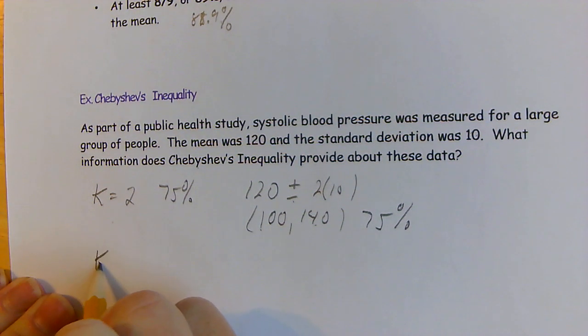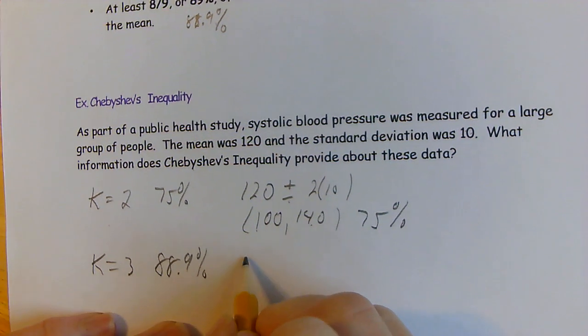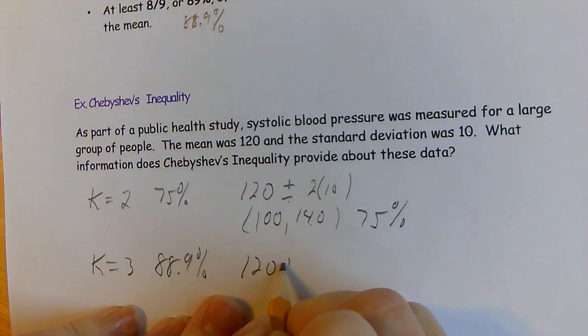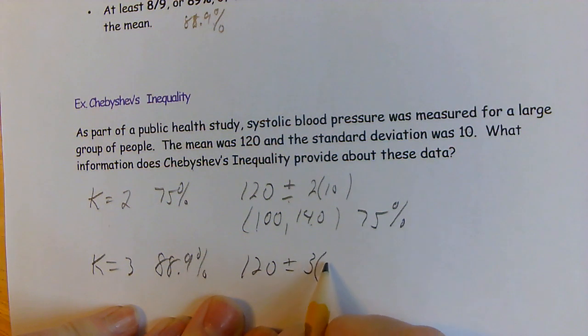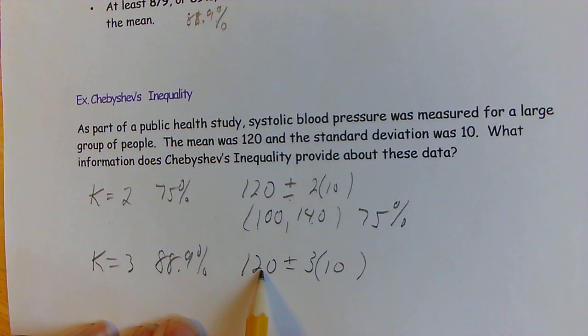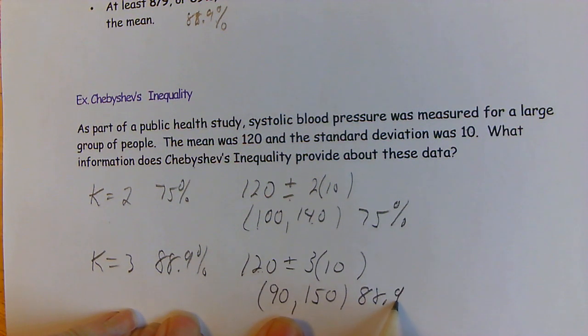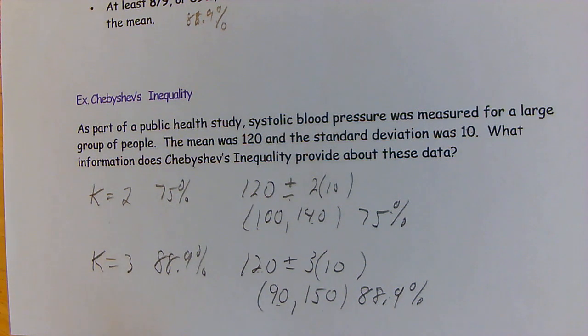Or we could say within 3 standard deviations, we're going to have 88.9% of the data. So I take my mean of 120 and I'm going to both add and subtract 3 standard deviations. So that's 30. So 120 minus 30 is 90, and 120 plus 30 is 150. So Chebyshev's inequality says 88.9% of the data lies between blood pressures of 90 to 150. You can only work with these numbers when using this inequality.